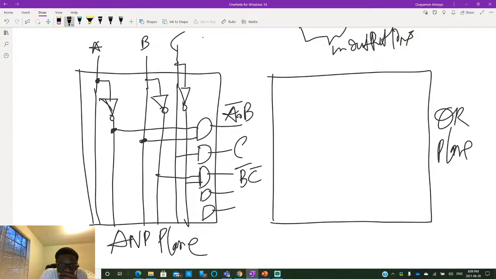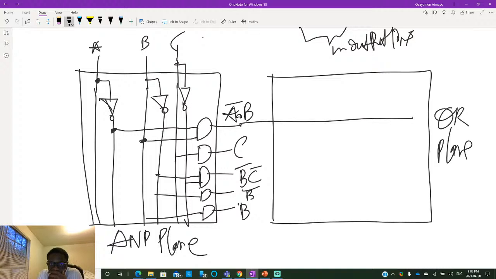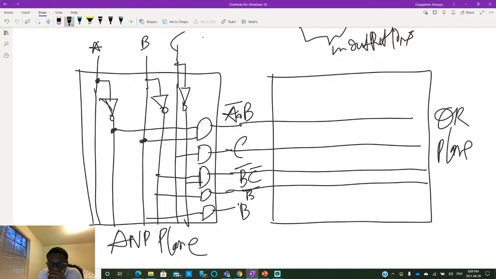And let's see here. This we just wanted B bar. Why not? And this we just wanted B. Okay, so B and B bar. And then these wires would run through this OR plane.